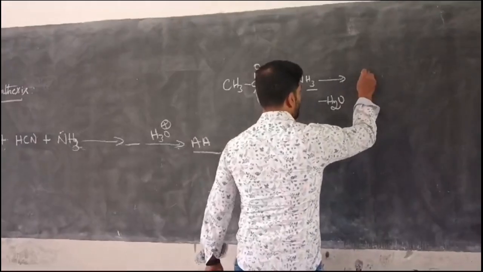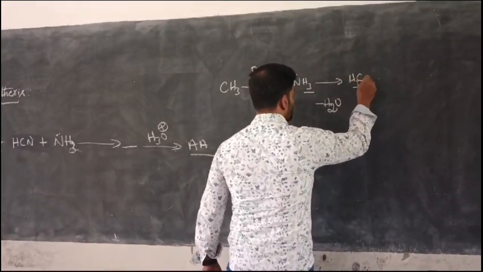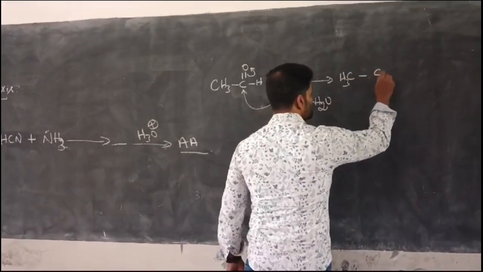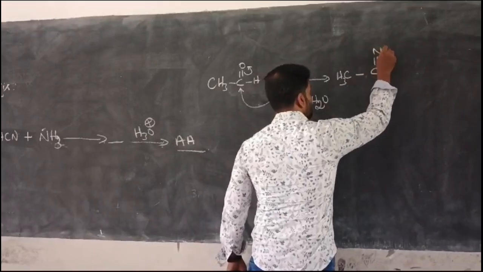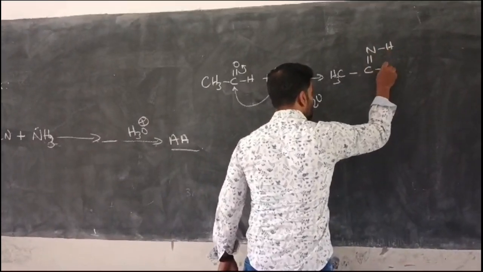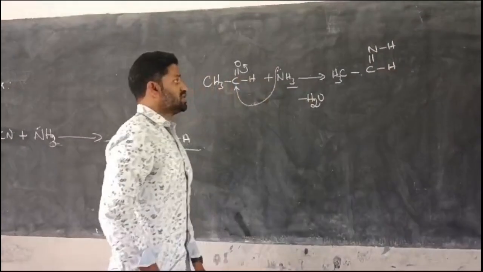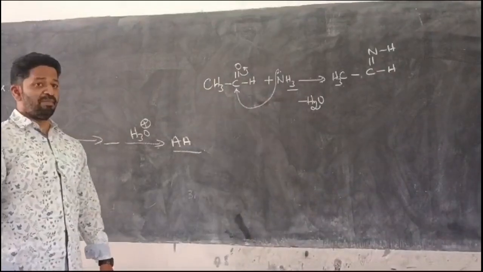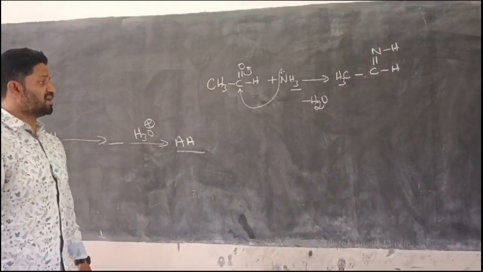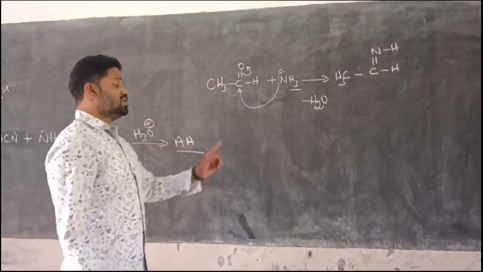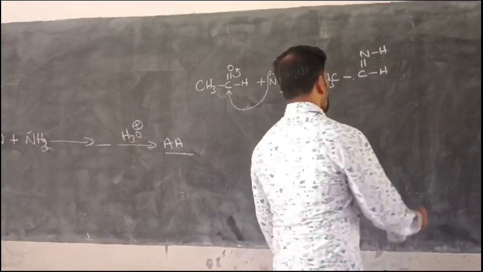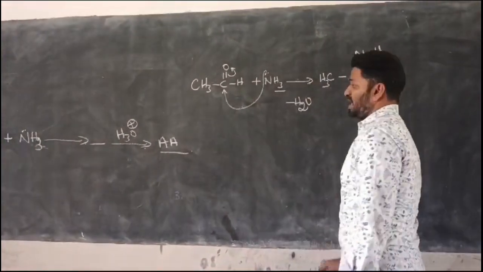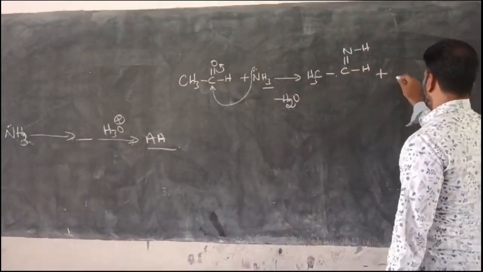So what is the product obtained? In the next step it is CH3, single bond, C, double bond, NH, single bond, H. Right? So this is the product obtained, an imine, carbon-nitrogen double bond. Right? This is treated with hydrogen cyanide, HCN.